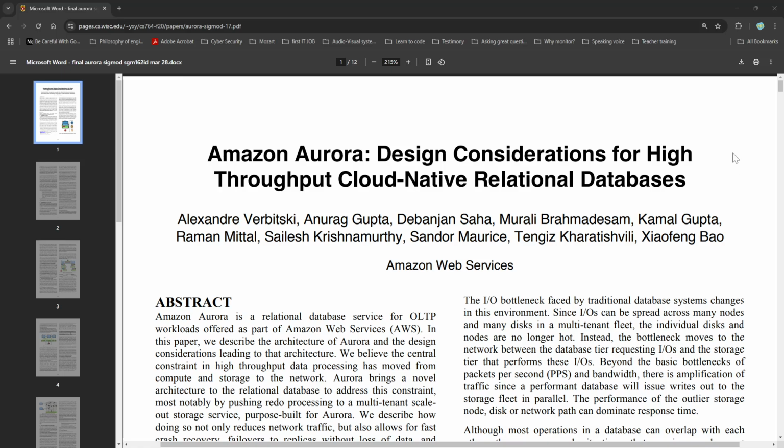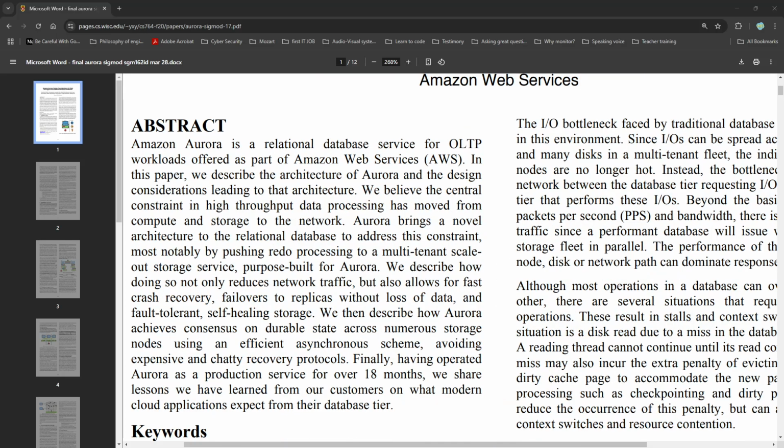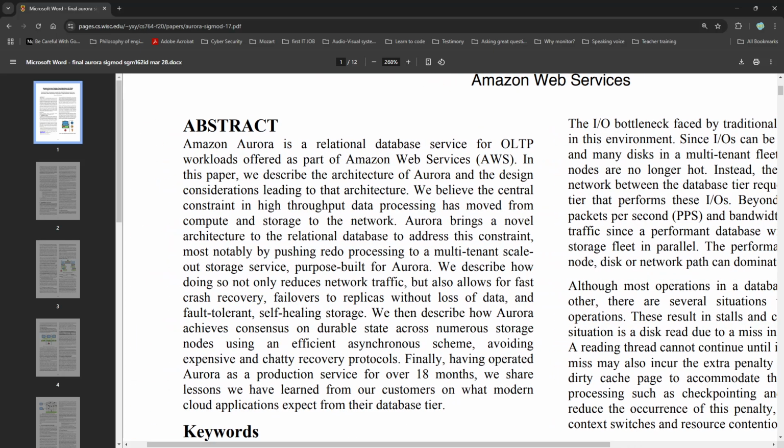Amazon Aurora. Design considerations for high-throughput, cloud-native relational databases. Abstract.